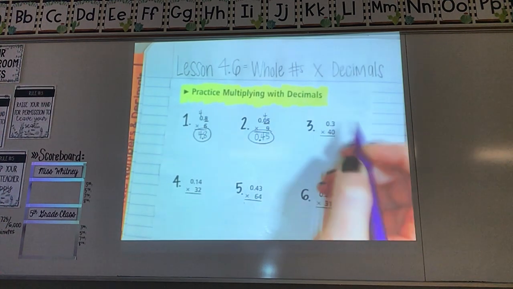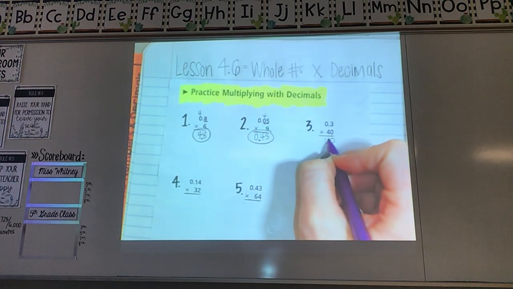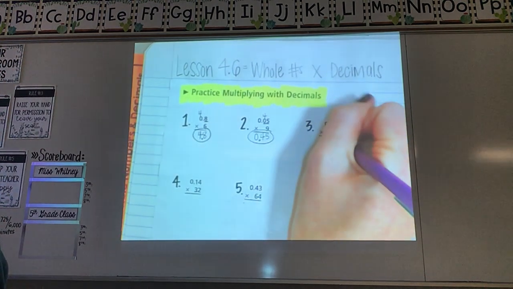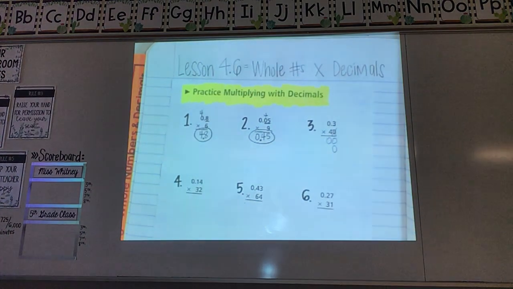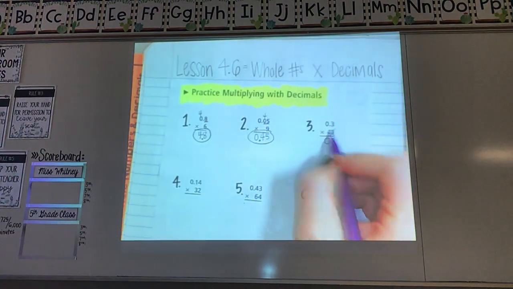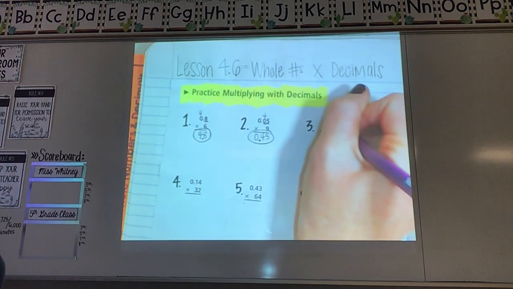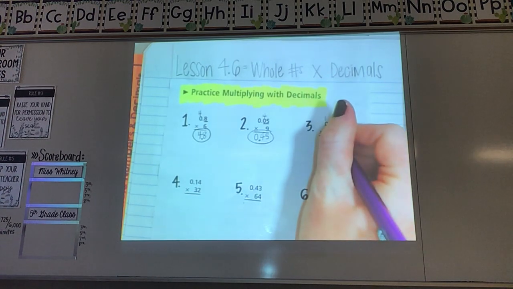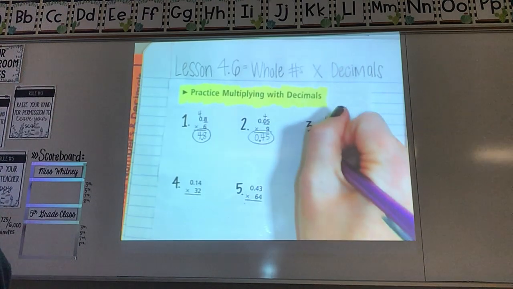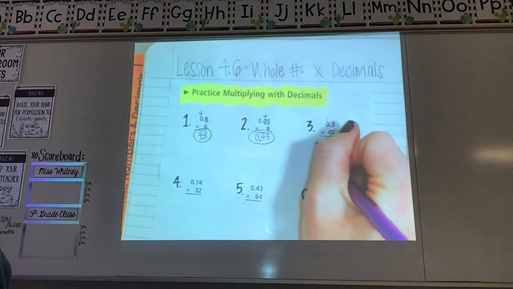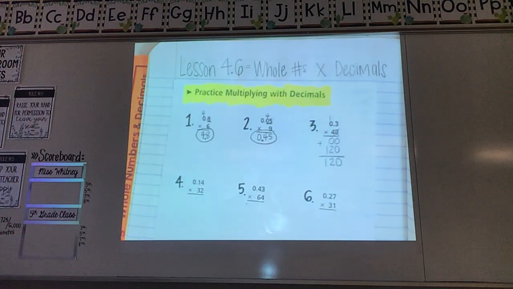0 times 3 is 0. 0 times 0 is 0. All right, I'm done with that 0, so I X him out. When I make an X, I have to make an O, just like we usually do. And now I'm working with the 4. 4 times 3 is 12, so put my 2, carry my 1. 4 times 0 is 0, plus 1 more is 1. Then I would add those up, just like I always do. This is just normal. The only difference now is I need to figure out where to put my decimal.